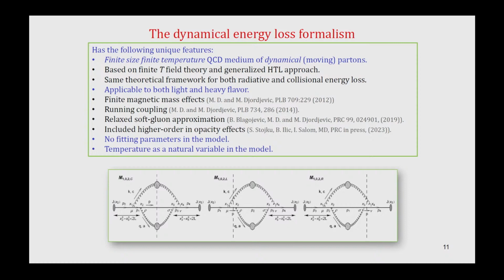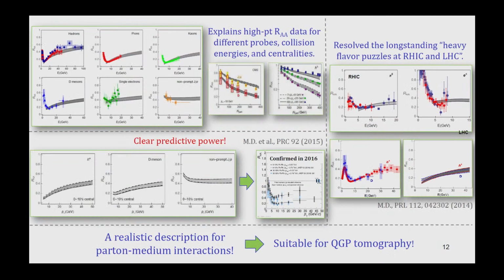And then the only input is the temperature, which is a natural variable in the model. And on the other hand, from bulk medium simulations, the temperature is the output. So the output from the bulk can come as an input in the model. So we tested the model against a wide range of experimental data. I will not go through that. And we show that with no fitting parameters, we can explain a wide range of data and even predict something.